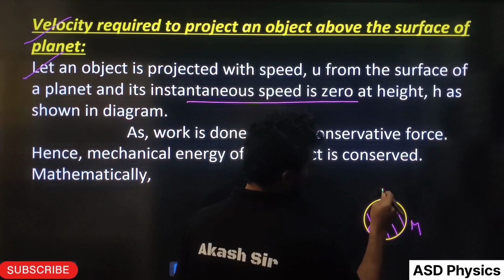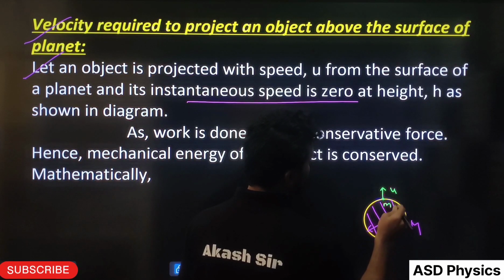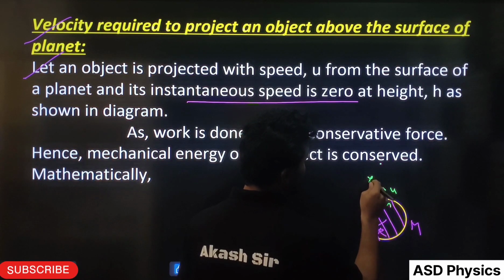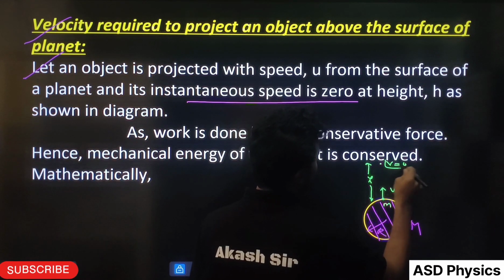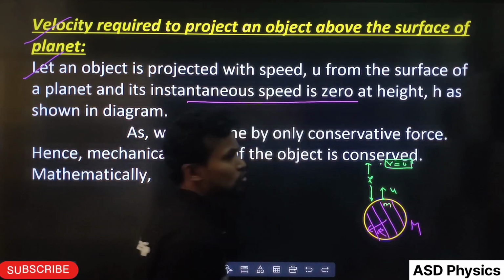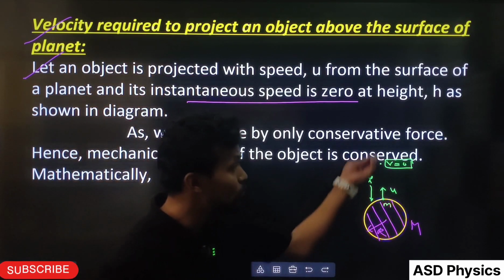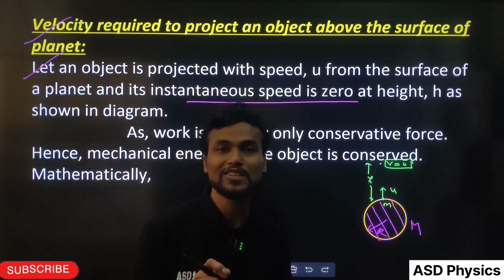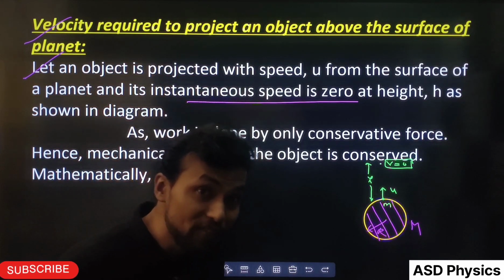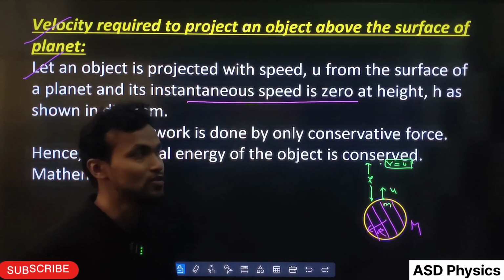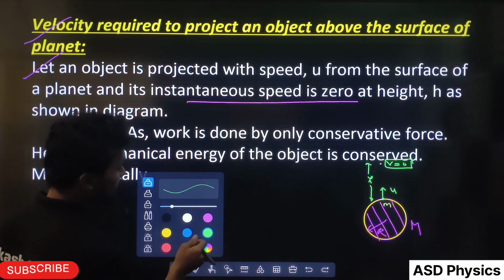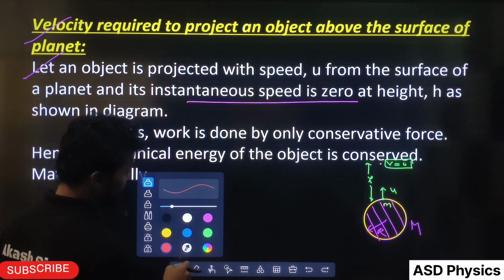We are going to project from here with speed u. Mass is m, and what is happening is that at height h its speed is becoming how much? 0. So you know very well, as the object is moving under the gravitational field only, and gravitational field is which kind of force? Conservative force. That means the energy of the system will be conserved.